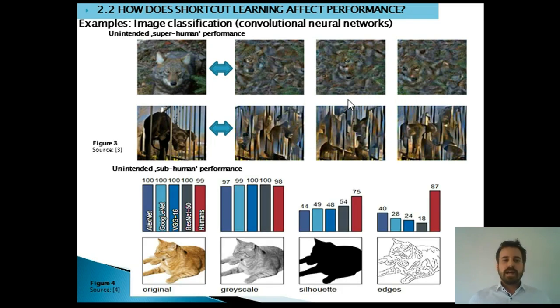The second one being unintended subhuman performance. So this cat here is not recognized very accurately anymore by some neural networks when we remove texture information. But humans use texture and shape to identify images. And so we may want our neural networks to be able to do the same, which they can't here.